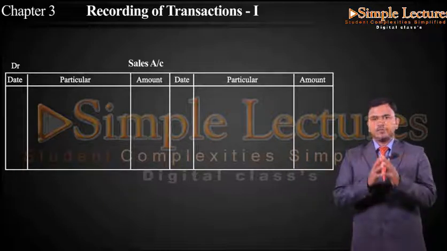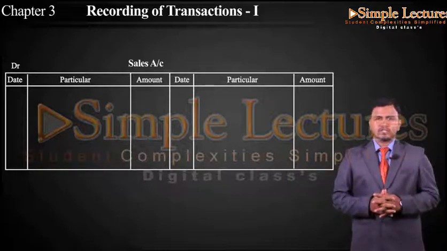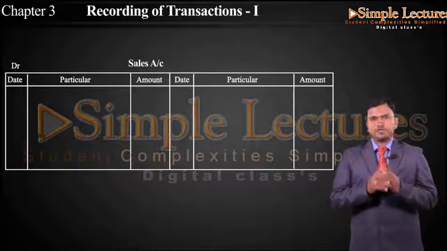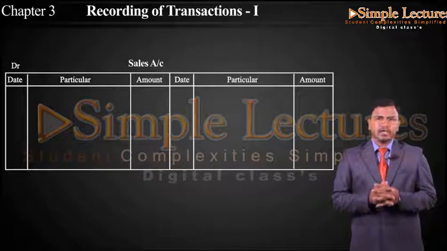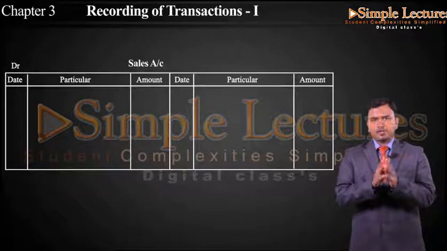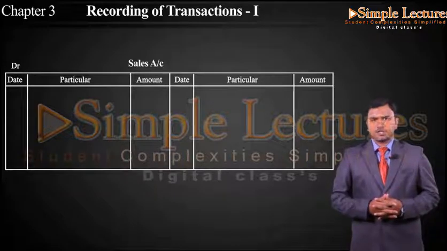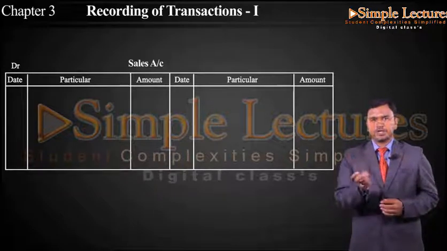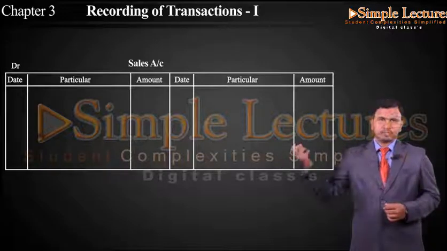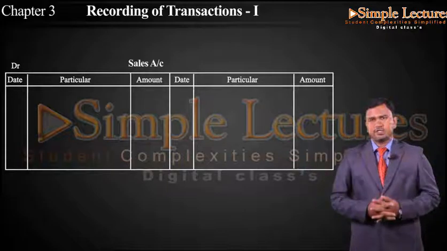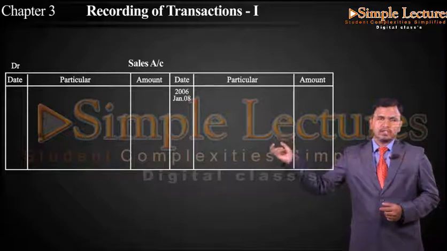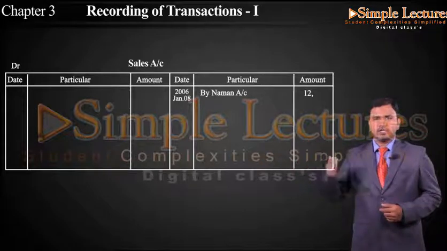Coming to sales, we have only 2 transactions relating to sales in the journal. The first transaction is on Jan 8, where the entry is Naman account debtor to sales account. Here sales was credited, against Naman. This entry should be posted to the credit side of the sales account. So the date in the credit side will be Jan 8, by Naman account 12,000.